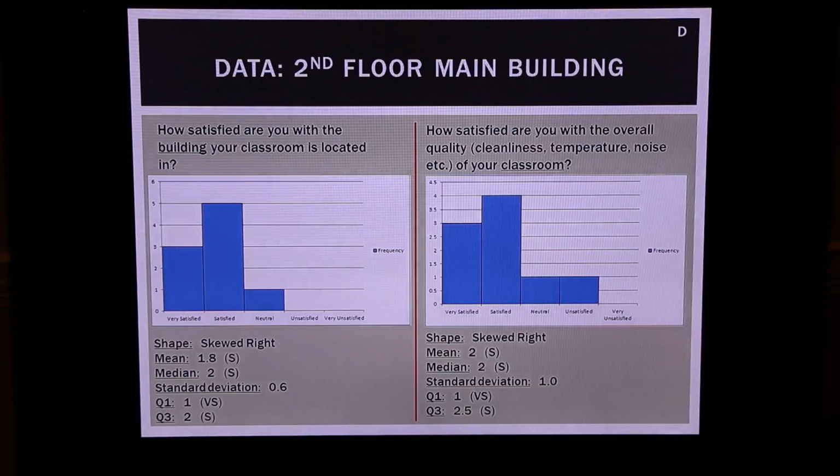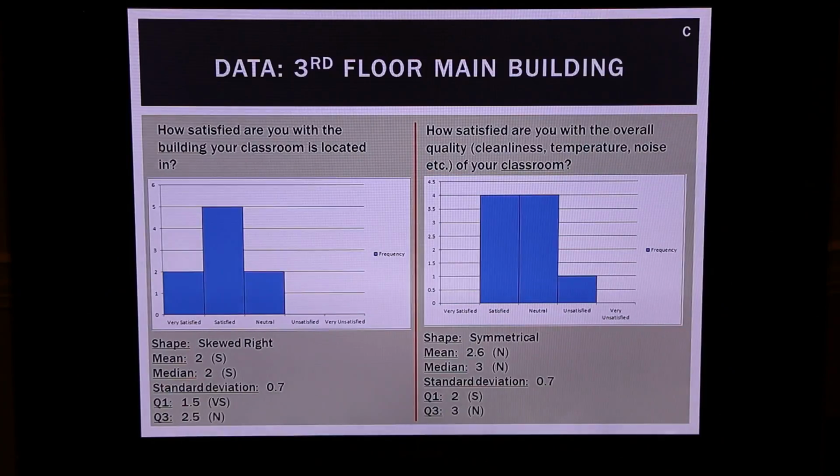These responses make sense. Okay, and for our final block that we defined, the third floor of the main building, we see how satisfied are you with the building your classroom is located in. Again, teachers are generally satisfied with the main building as a whole. So most of the responses were satisfied, very satisfied, or neutral, although most of them were satisfied.